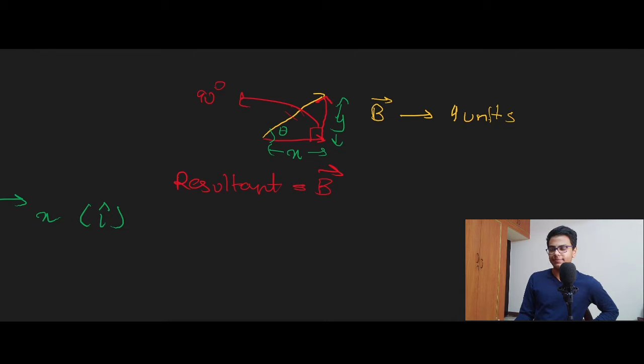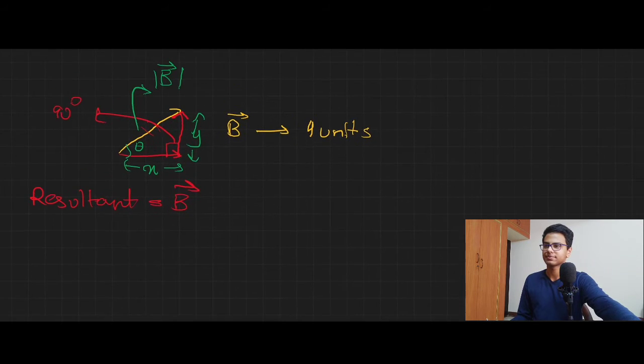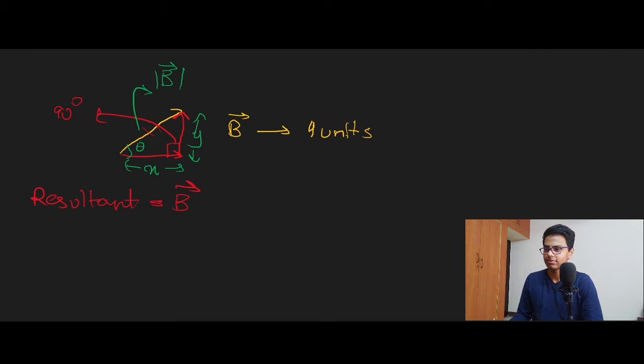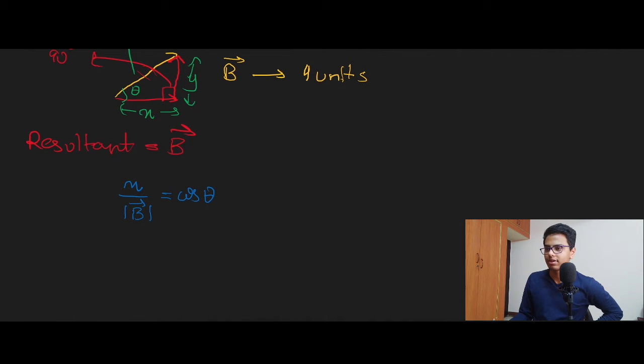Now, the length of this side would basically be the magnitude of your B vector, right? So we can write this as magnitude of B vector. Now we're just going to use some trigonometry. We can say that X divided by magnitude of B vector is equal to cos theta. So we get X is equal to magnitude of B vector times cos theta. Now let's substitute the magnitude of B vector, which is basically 4. So we can write 4 cos theta.